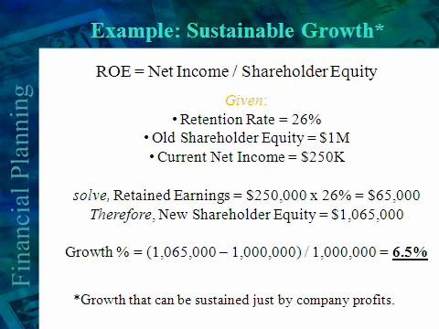Given the following, the retention rate is 26%, the old shareholder equity was $1 million, and the current net income is $250,000, and the plowback or retention ratio is 26%, you can easily solve for the amount of money that will flow to retained earnings. $250,000 times 26% equals $65,000. Goes to retained earnings. The new shareholder equity equals $1,065,000. The growth percentage would be $1,065,000 minus the original million divided by 1 million equals 6.5%. That's the same growth rate as multiplying ROE times the plowback. Or as you remember, 25% times 26% equals 6.5%.